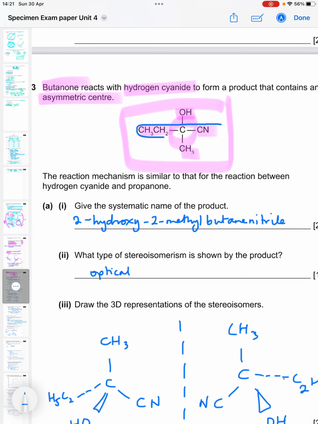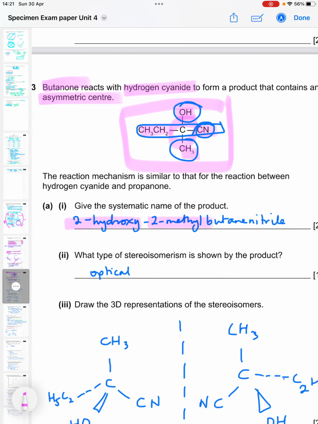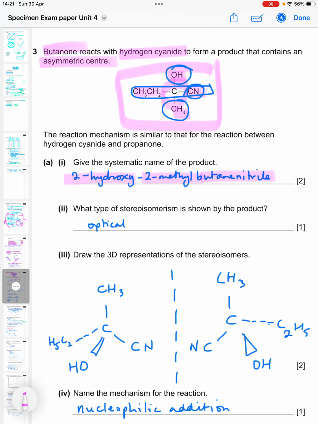So we're looking here for the longest chain. So 1, 2, 3, 4 along here. That is a 4-carbon chain with a nitrile group on it. So that's going to be a butanenitrile. And then this hydroxy group and the methyl group are on the same carbon, which is the second one. And they go in alphabetical order. So 2-hydroxy, 2-methyl, butanenitrile.